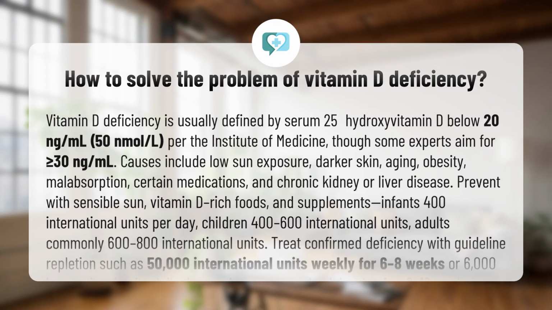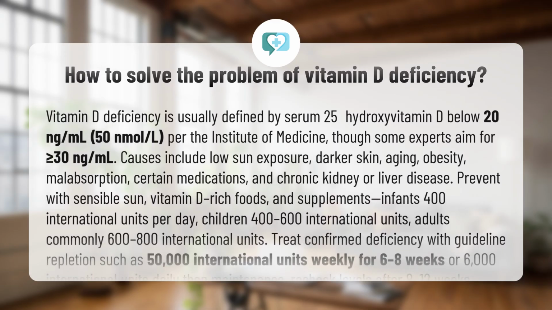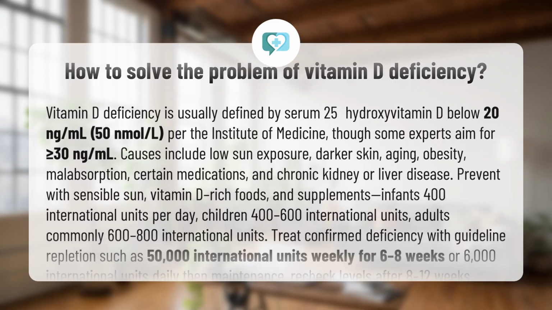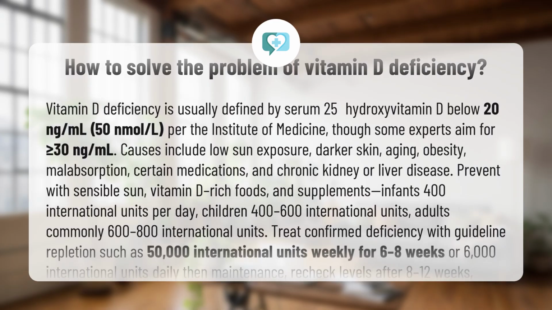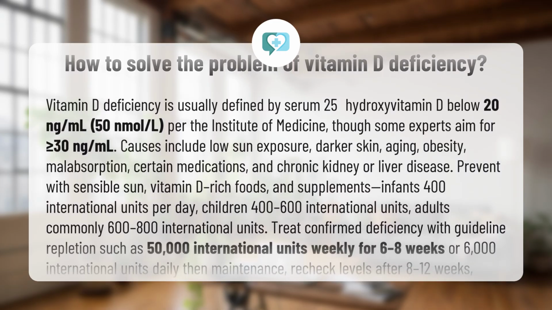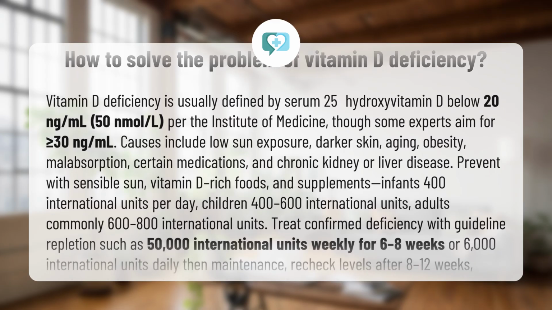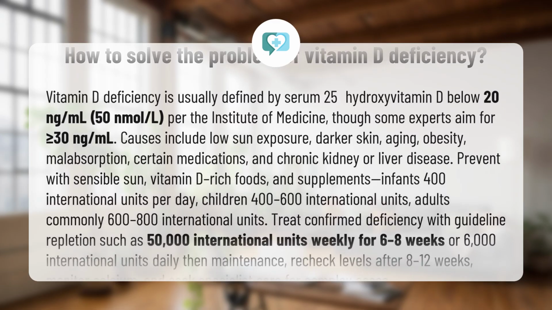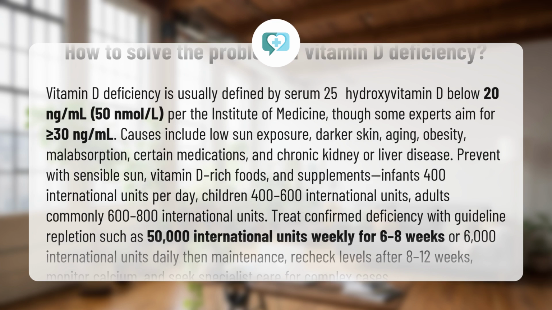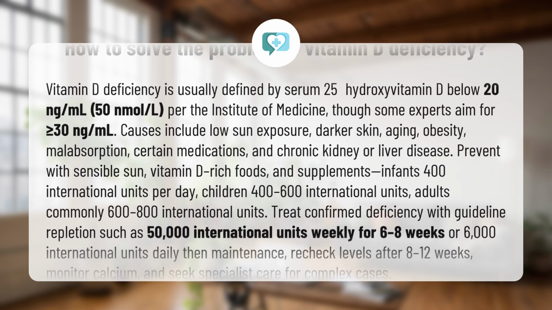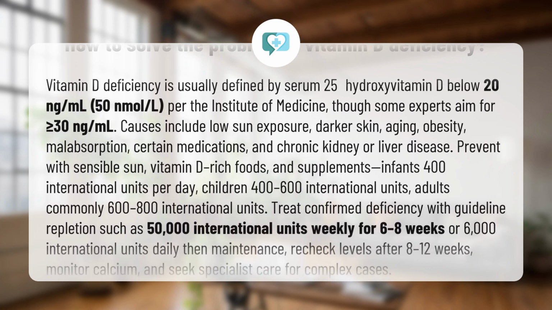Causes include low sun exposure, darker skin, aging, obesity, malabsorption, certain medications, and chronic kidney or liver disease. Prevent with sensible sun, vitamin D-rich foods, and supplements. Infants 400 international units per day, children 400 to 600 international units, adults commonly 600 to 800 international units.